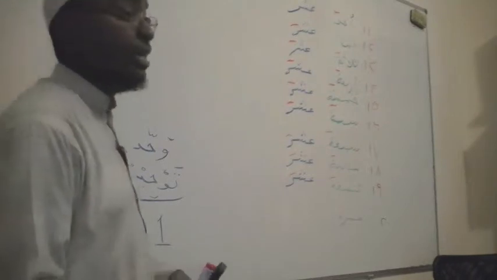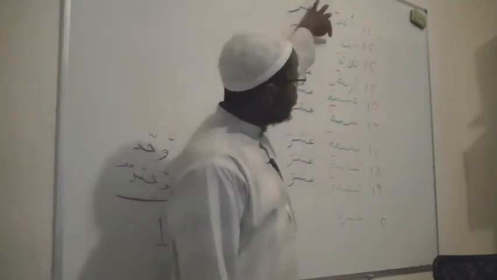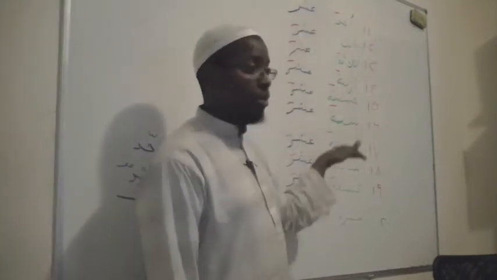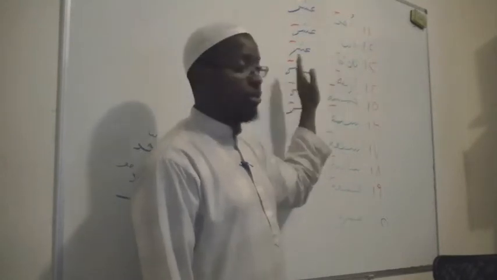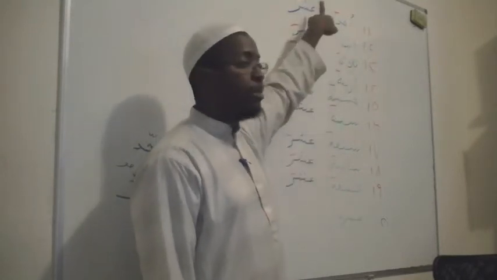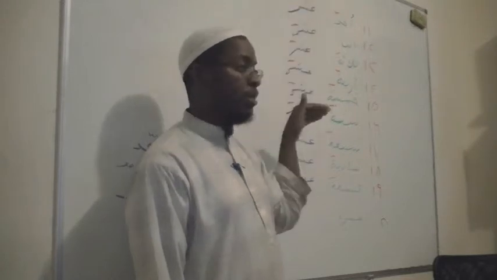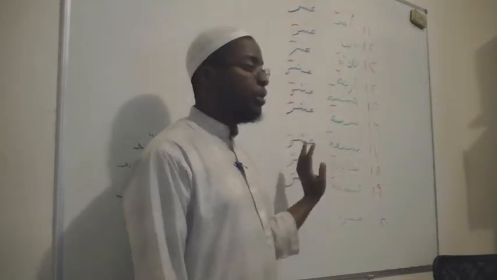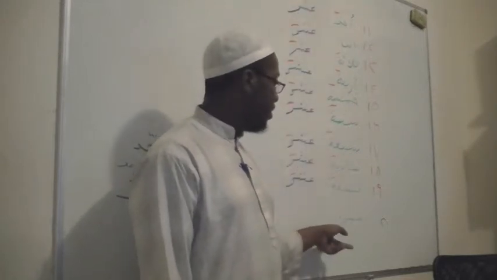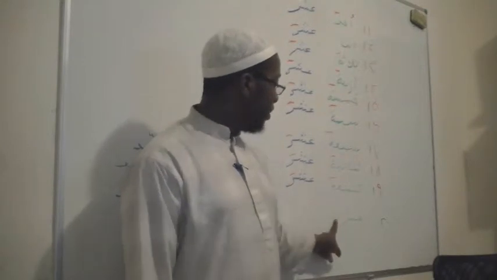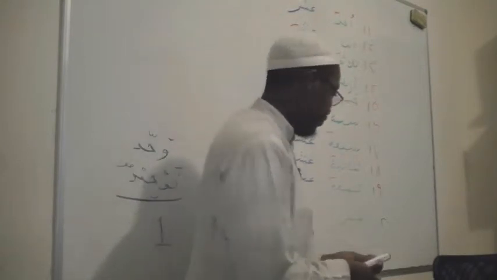But again, remember, same thing I said before. One and two are different from the rest. So these are opposites. Whereas these again, they're the same. Just like we have from 1 to 10, from 11 to 19 is the same thing. And as for 20, you just make the ashara ishrun.